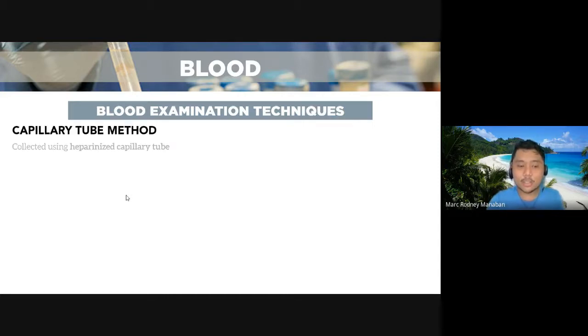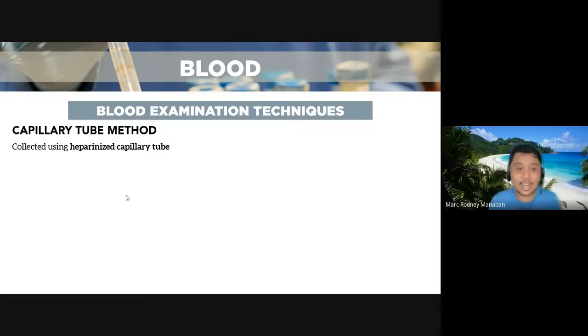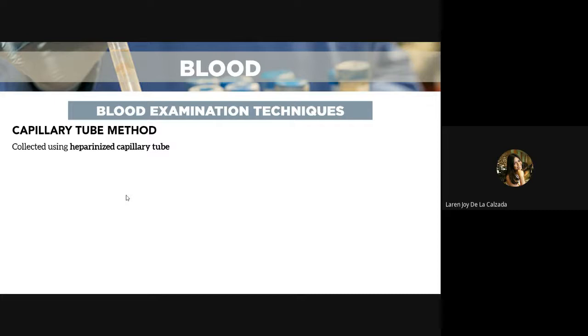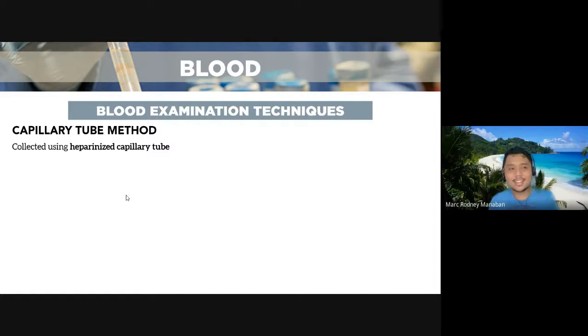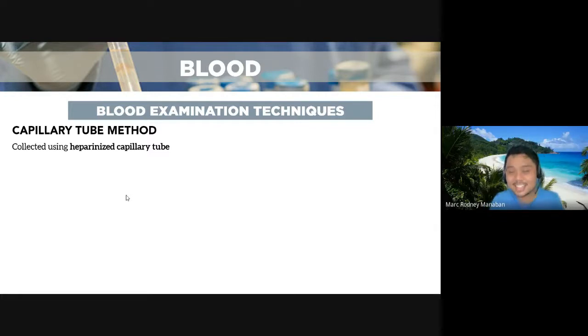So for the capillary tube method, of course, you use your heparinized capillary tube. So heparinized capillary tube, what color is this tube? Red. Okay. Red. Final answer. Red, sir. Red band. Final. Good. So that is correct.